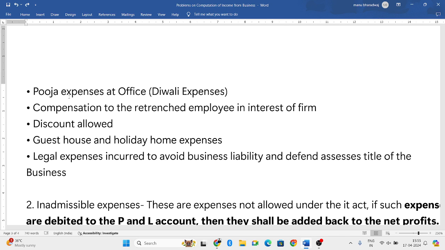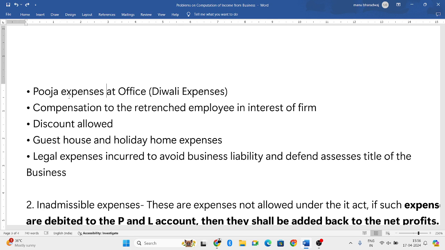Suppose there are excess staff in an organization, like more employees than needed. So what you do, you try to remove some employees. Suppose there are 5 employees, but you require only 2 employees. The other 3 employees you need to send home. So you cut the expenses of the employees.